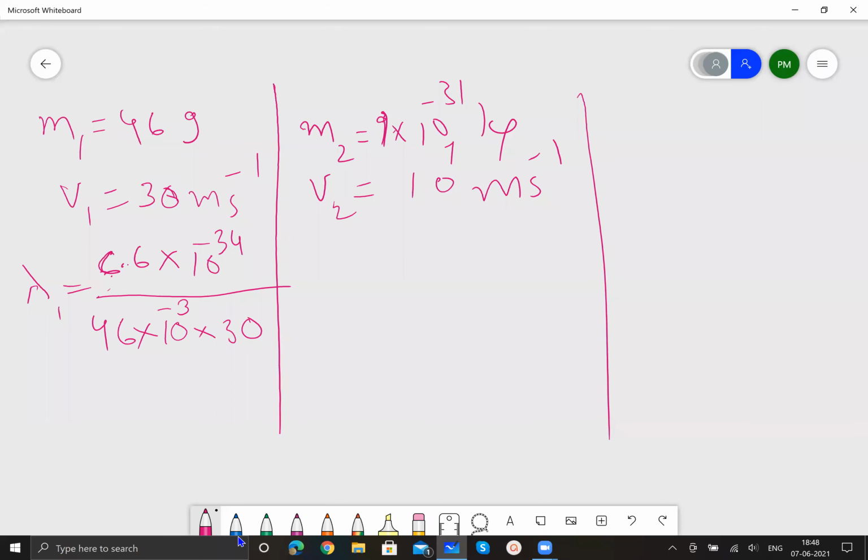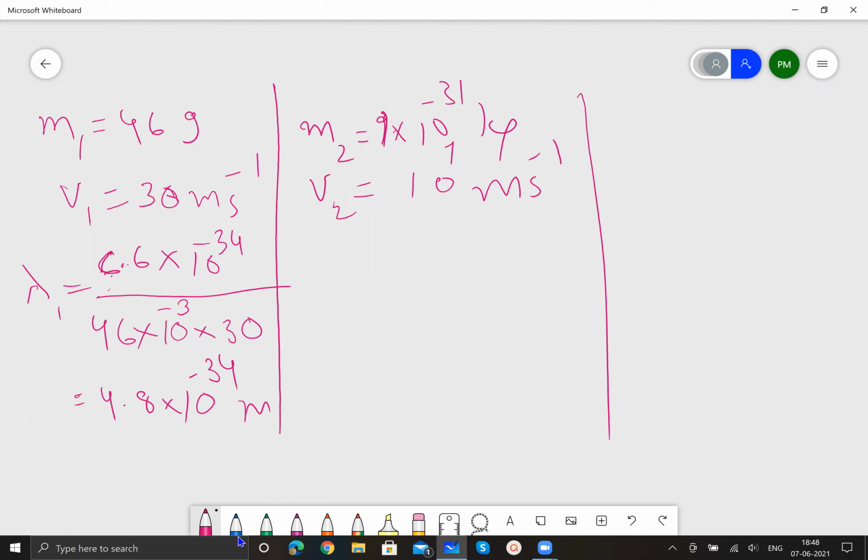Sir, multiplying, it should be 4.8. 4.8 into 10 to the power of minus 34 meters should be the answer.